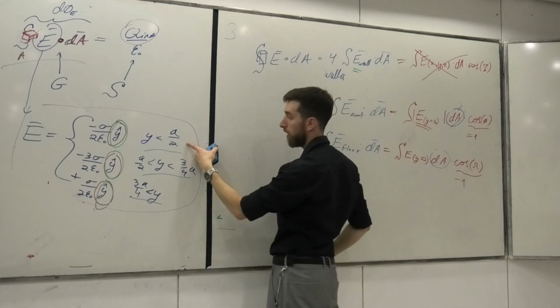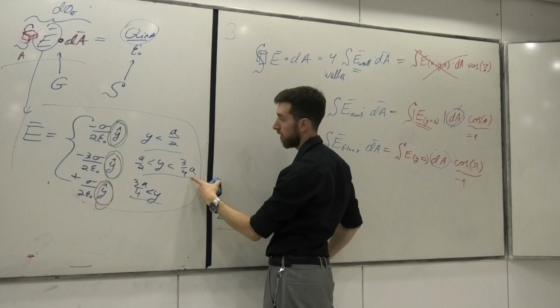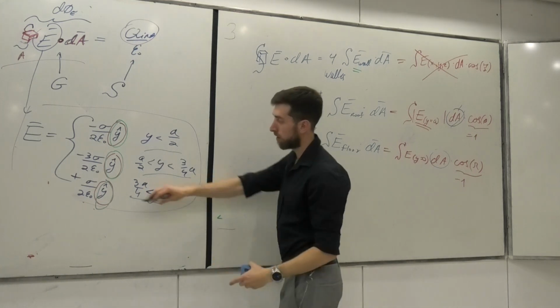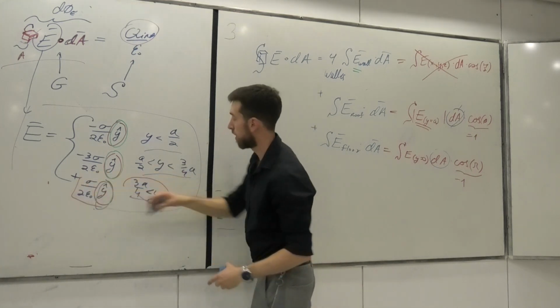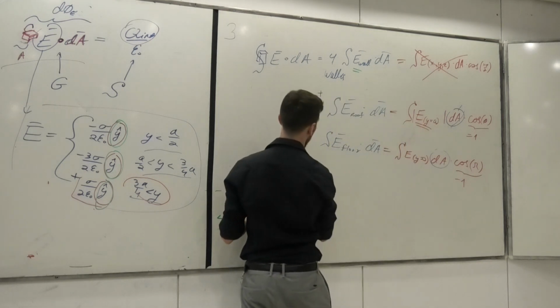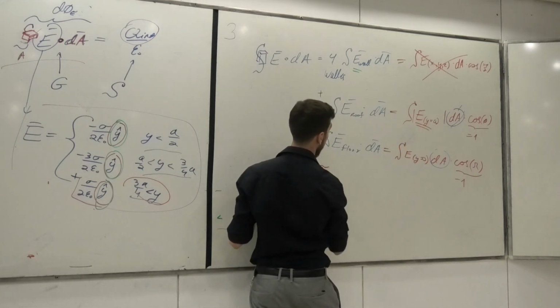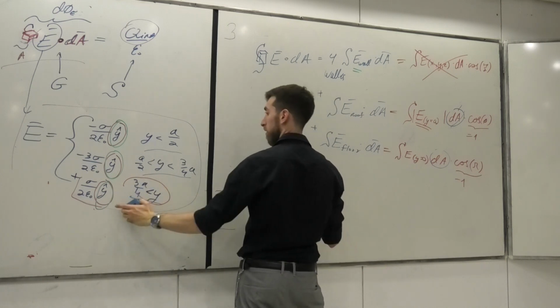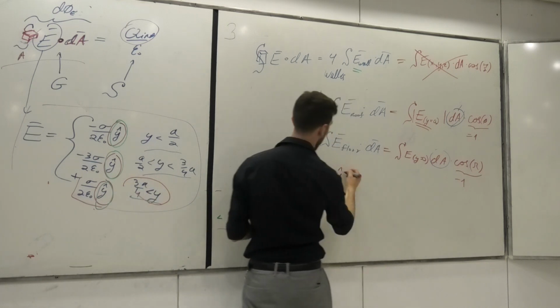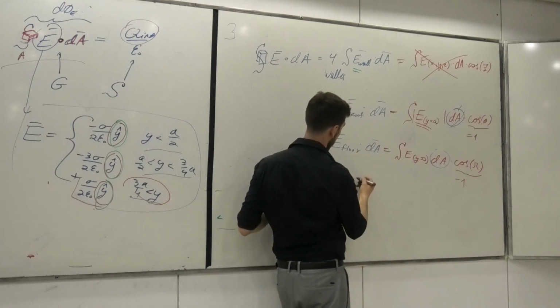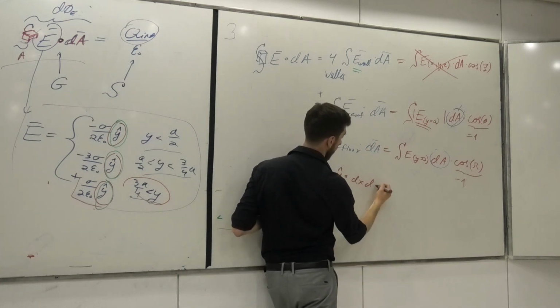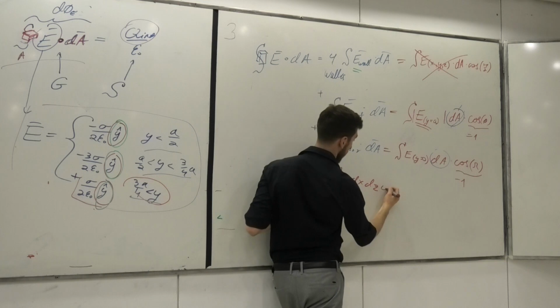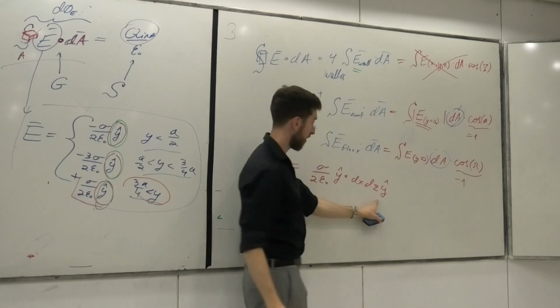So this one is actually equal to what? E at y equal a. So that's sigma over 2 epsilon naught, plus at the y direction, dot dx dy. dz, not y. dz. Also at the y direction, right?